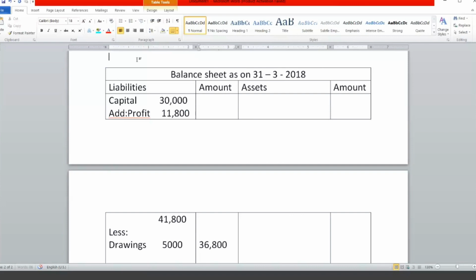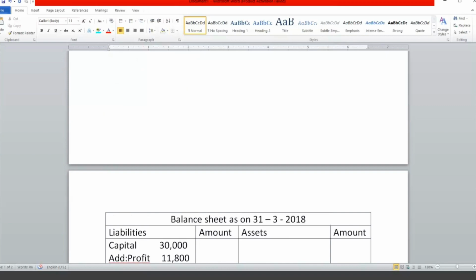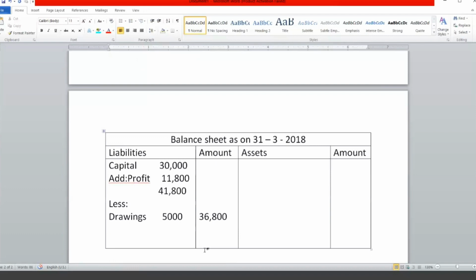Let me bring this to a single page. Now everything has come to a single page. Okay, fine. Now check this. First, capital, add net profit. When you add net profit, it is 41,800, minus drawings. When you subtract, you are getting 36,800. Clear? Now, what are the other transactions we have?